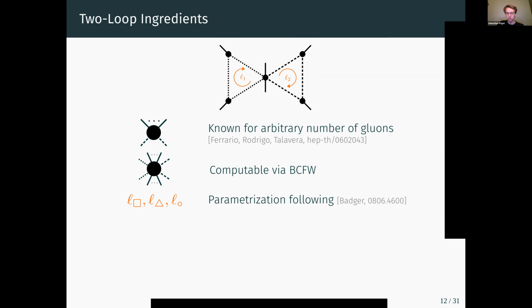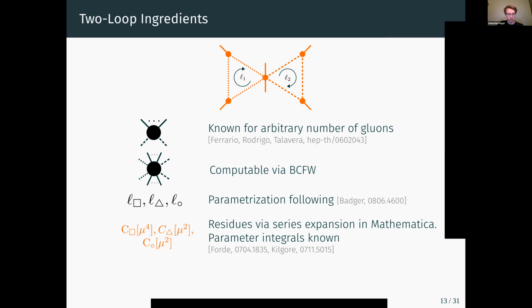But then the rest of the technology is completely one loop. For the loop momenta for the boxes, triangles, and bubbles, very convenient parameterizations are known. The coefficients for boxes, triangles, and bubbles I'm computing via series expansion in Mathematica. For triangles and bubbles, there are additional parameter integrals required, but those are also known, since again, this is all just one-loop technology. And the same goes for the integrals. In this case, we have boxes, triangles, and bubbles, but again, these are known in the literature. So we only ever really need one-loop technology to compute these two-loop contributions.